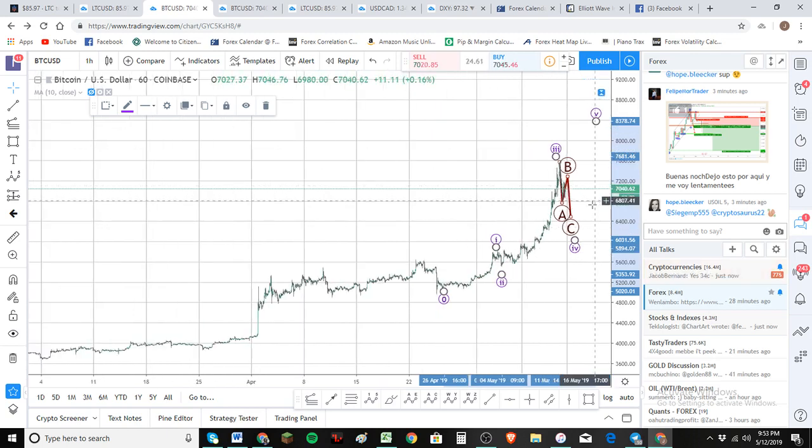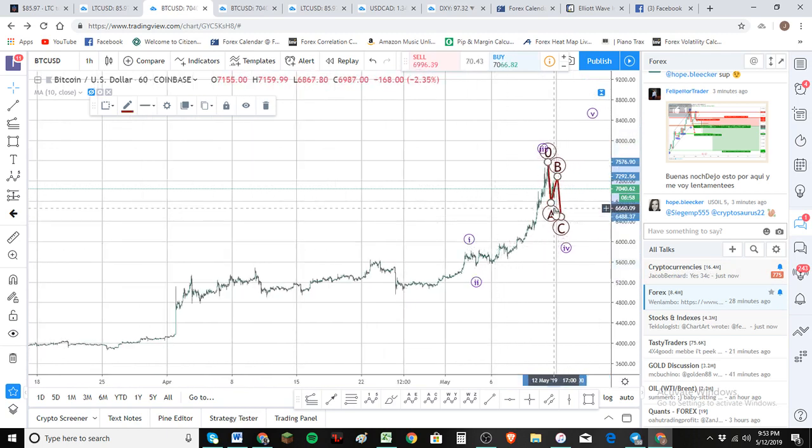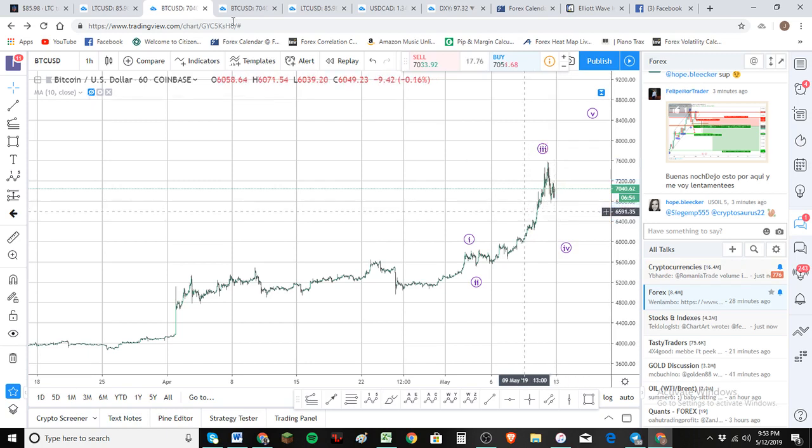But there you go. I hope that's helpful to you in thinking and processing Elliott wave and using the fibs as you project price. This is how we do it.